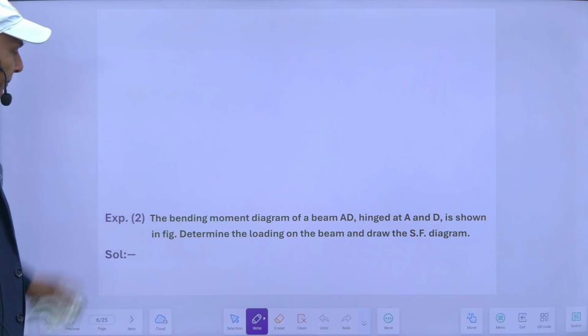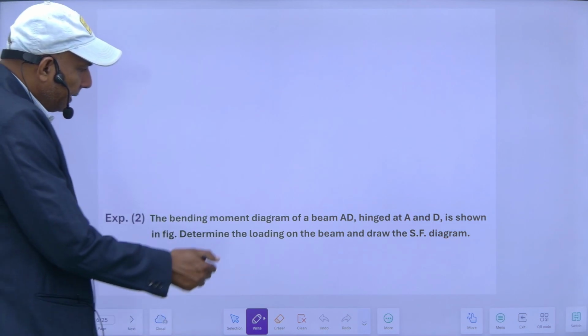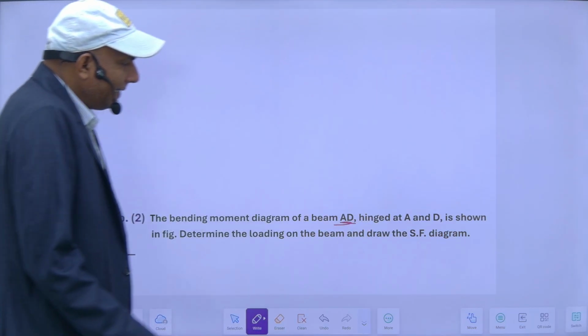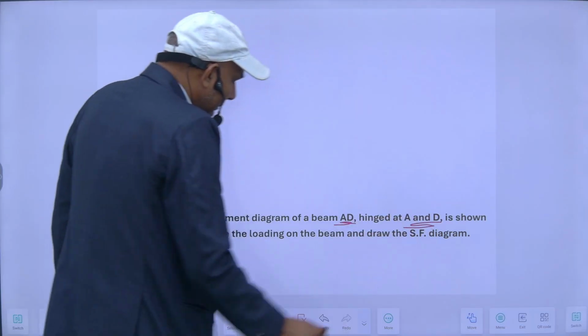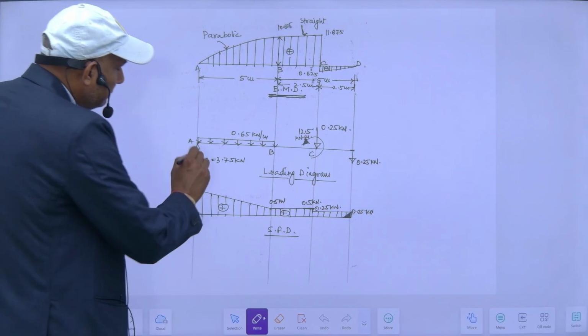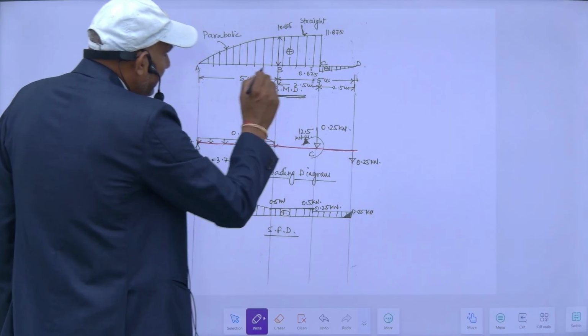So let's come to the next question. The bending moment diagram of a beam AD hinged at A and D. So there is a beam, and this bending moment diagram is given.